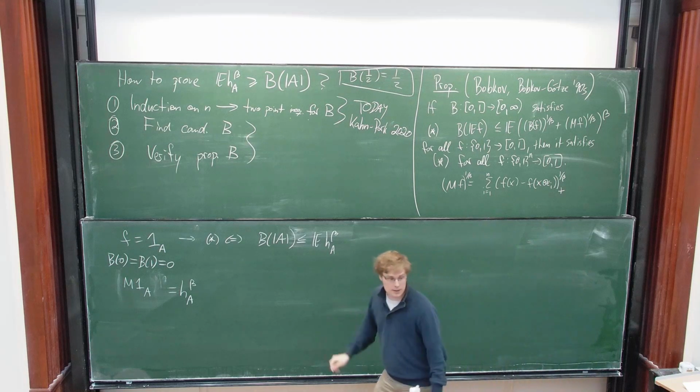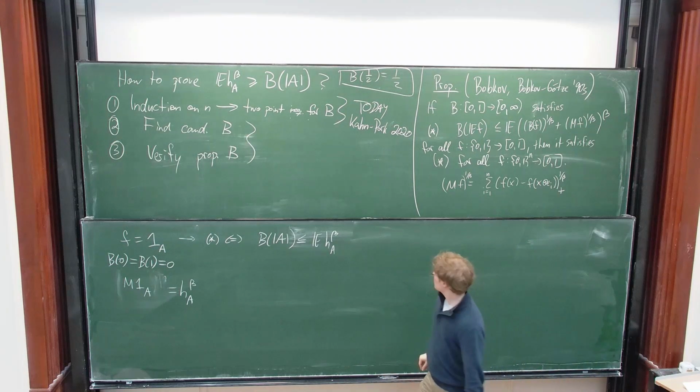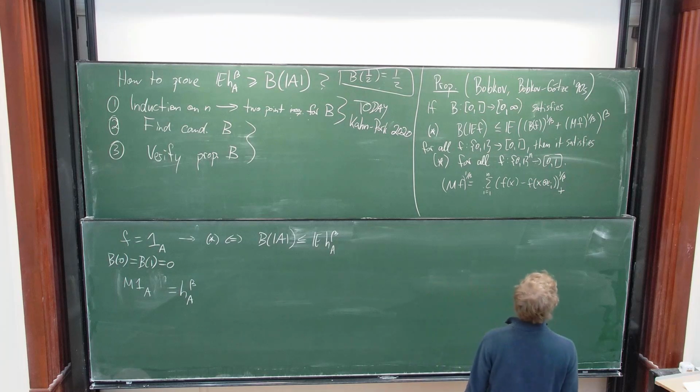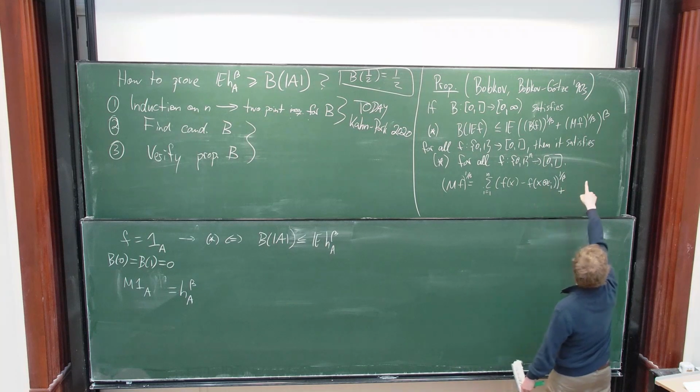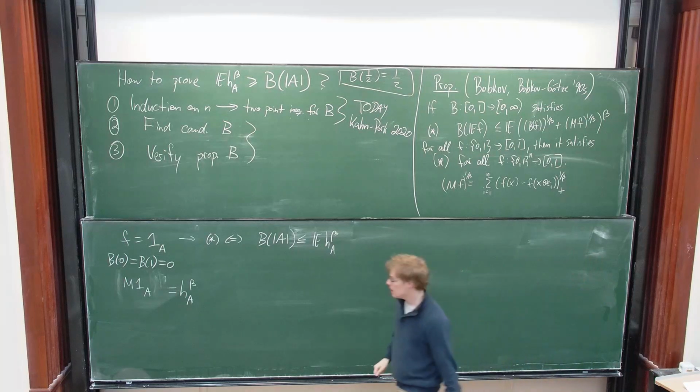So why is HA to the beta? Don't you also take 1 over beta out? Yeah, but it cancels. The beta is inside the expectation. Yes, exactly. So the B of f, this is 0, and so this cancels. 1 over beta, beta.